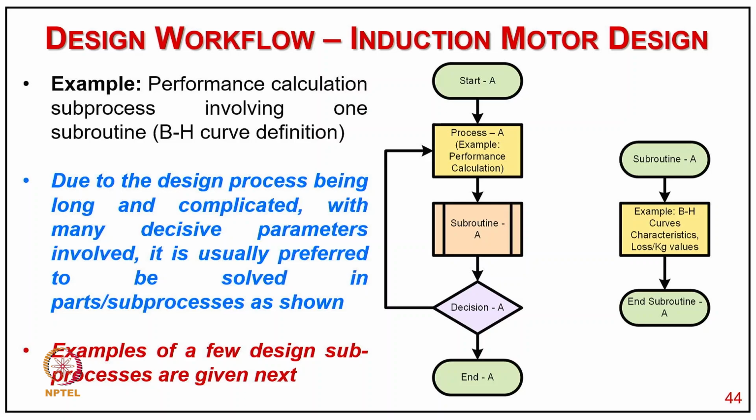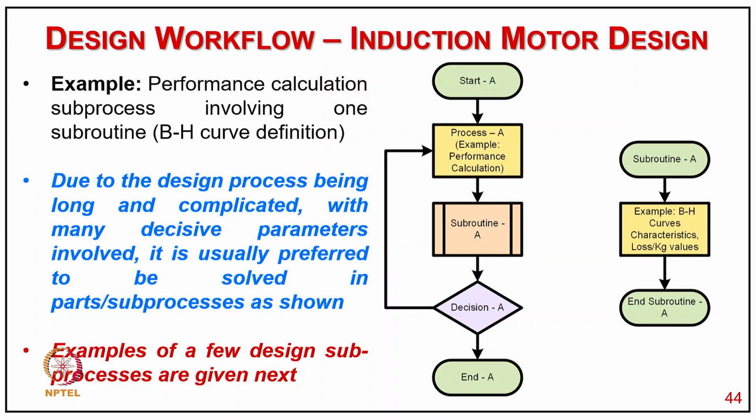We have an example: performance calculation, the first sub process, involving the subroutine BH curve definition. Due to the design process being long and complicated with many decisive parameters involved, it is usually preferred to be solved in parts or sub processes as shown. Examples of these design sub processes are given next. So you can look at how we start process A. The example is performance calculation. Then we go for a subroutine and take decision A on whether it is right or not, and then we go to the end.